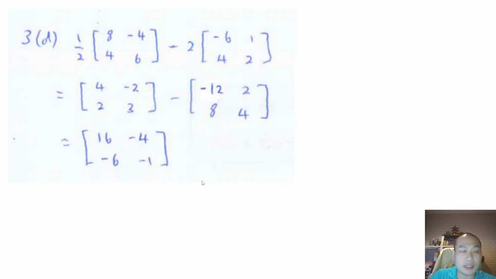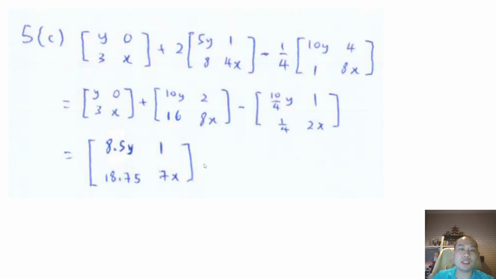The next question, things get a little bit more interesting. We have some unknowns in the matrix, and just like we add and subtract variables when we are doing algebra, the same thing applies here. If you know what you're doing, it's not frightening. Again, a quick check, all the matrices are 2 by 2, so it's fine. Then we have multipliers, so we can multiply it in first, so the 2 will be distributed in.